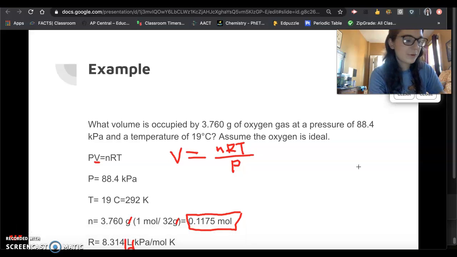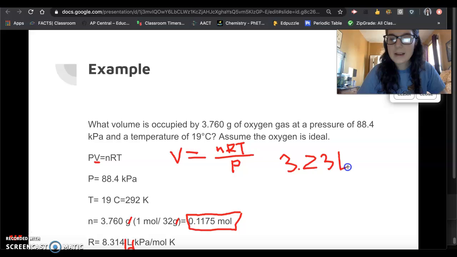So I take my number of moles, 0.1175, times my R value, 8.314, times the temperature, which should be in Kelvin, 292. And then I divide that by the pressure, which is 88.4 kilopascals, and I get a volume of 3.23 liters, and that is my final answer.